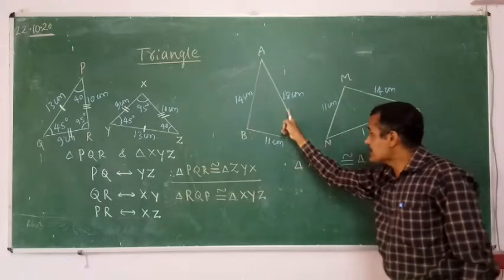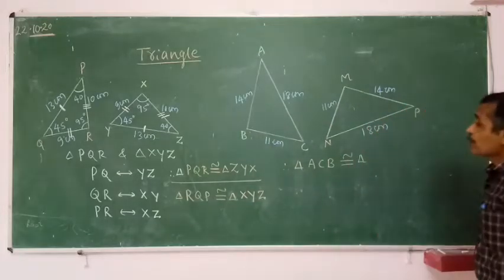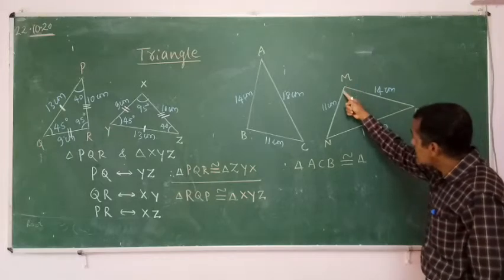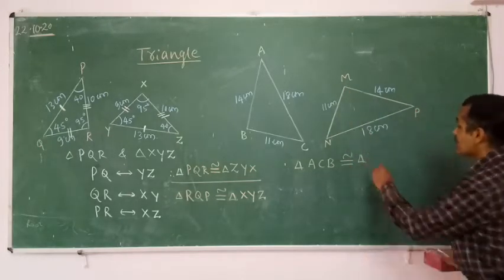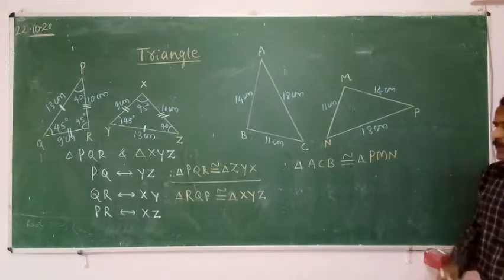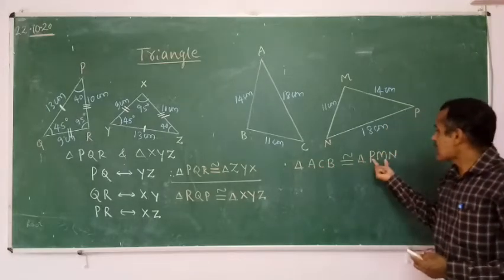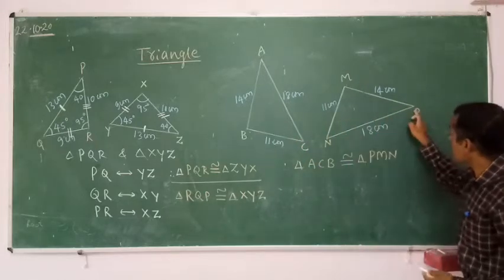means from 18 centimeter it is going towards 11 centimeter. Can you try that? From 14 it should come to 11. From 14 it is coming to 11. That means PMN. Triangle PMN. Now we can check. AC and PM are the corresponding sides. AC and P.